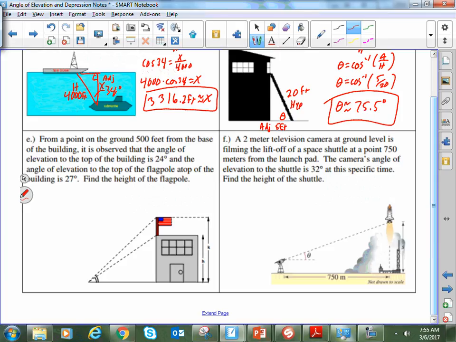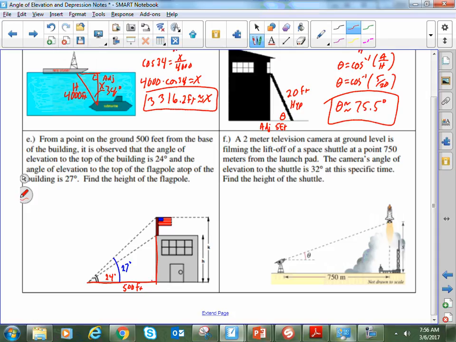Part E I really like because it's asking you to perform two operations in order to figure out what you're looking for here. Basically, we have two triangles where we have an angle of elevation to the building of 24 degrees, and an angle of elevation to the flagpole of 27 degrees, and we want to know how tall is the flagpole. So we can figure out the height of the building, and we can figure out the height from the ground to the top of the flagpole, and then we can take the difference of those. It tells you that you're 500 feet away from the building.